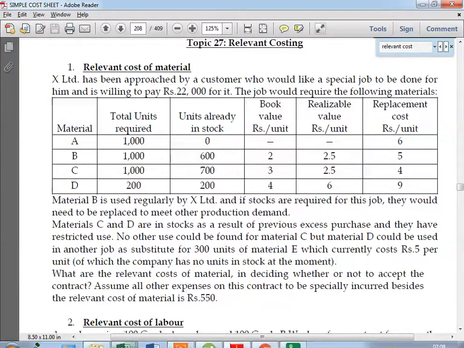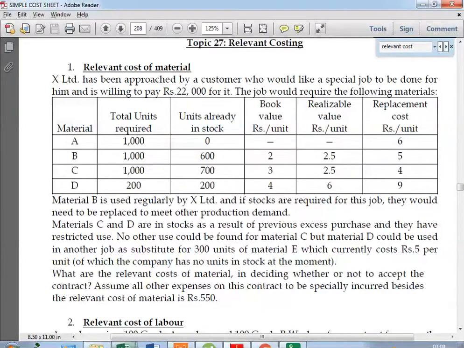When we did material C, nothing was mentioned here, but still we took this 2.5 and did the analysis because that was the realizable value. What they are trying to mention here is use, not about the saleability part. The material C can also be sold, material D can also be sold. This information talks about whether there is any substitute option available. So material D, both options are available. You can use it as a substitute, you can sell it.